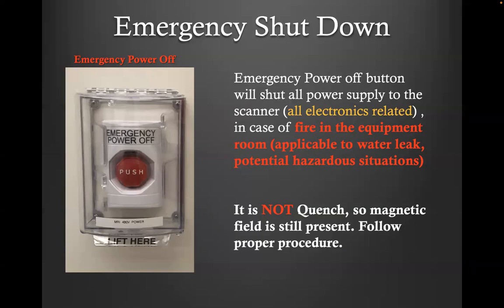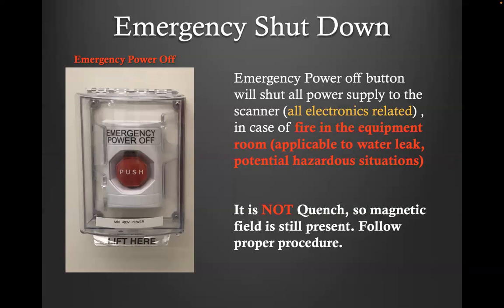So that is to be done in case of fire in the equipment room, or there's a water leak in the equipment room, or potential fire hazardous situations. But instead of pressing that button, you should really just shut down the scanner. That's much better than just pressing the emergency power off button. It's kind of like you shut down your computer versus you press that big button to power off your computer. Then anything that's not been saved can be saved. But that's in emergency situations.